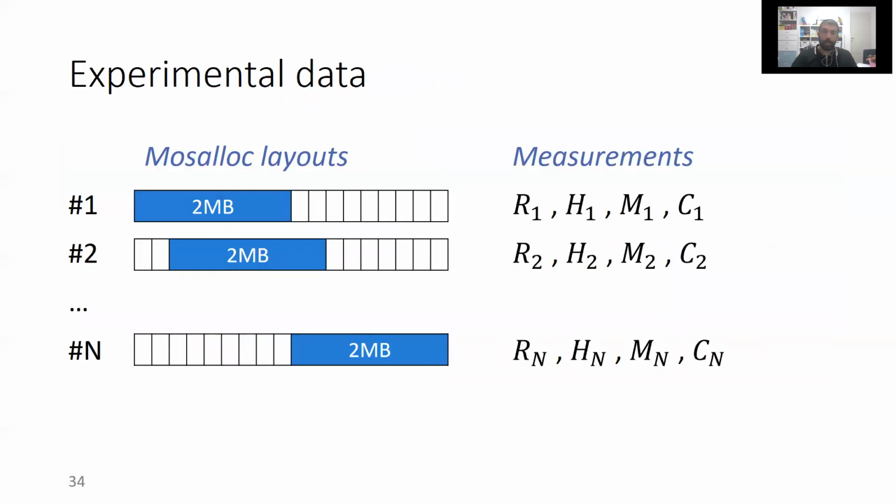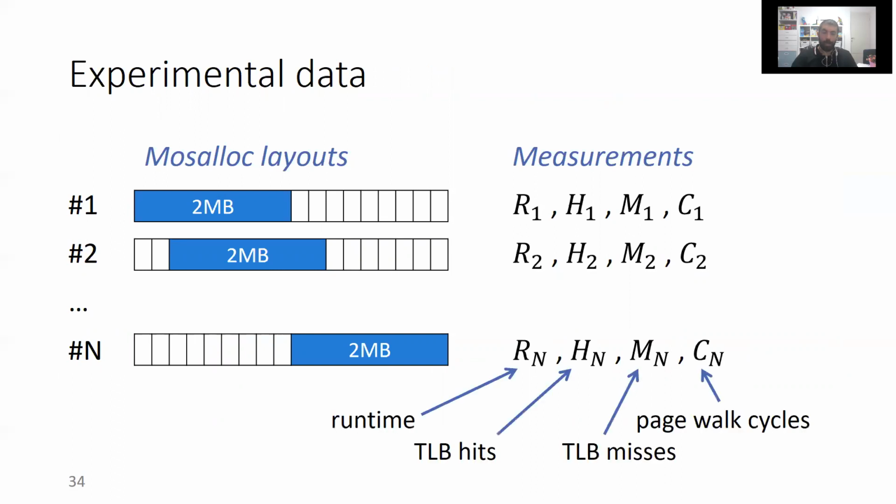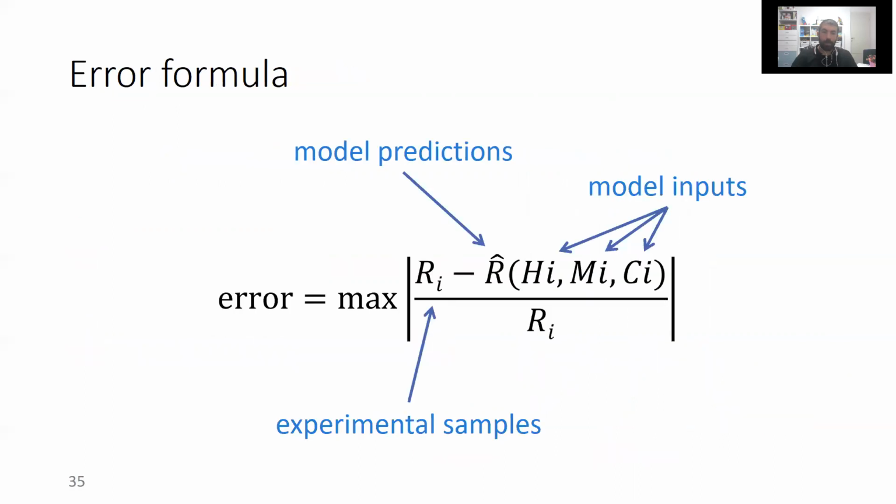We used Mosalloc to run each benchmark backed by dozens of different memory layouts that mix page sizes. In each run, we measure the runtime, the TLB hits and misses, and the page table walk cycles. Together, these measurements provide us with the data needed for putting the previous model to the test. We compare the experimental samples against the model predictions to calculate the absolute percentage error of each sample. Then, for each model, we show the maximal error across all the benchmark executions across all machines. More detailed results can be found in the paper.